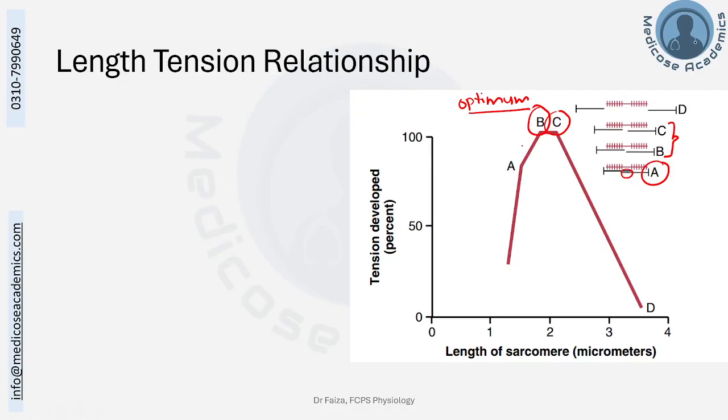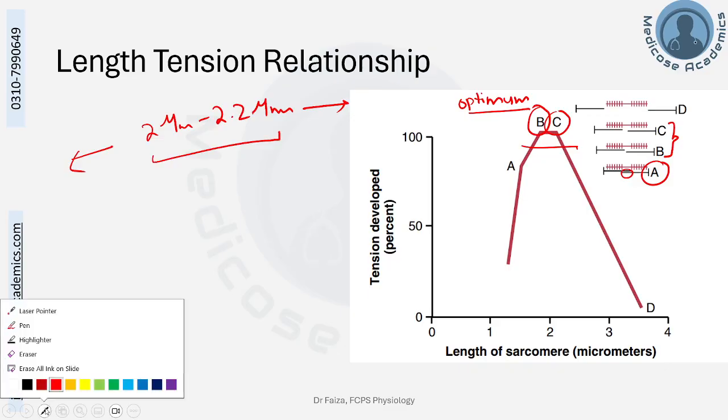That is, the tension developed would be maximum if there is maximum interaction between the actin and myosin filaments, and this is going to be maximum at the optimum length of the sarcomere, and this is going to decrease if you elongate or if you contract the sarcomere beforehand. And this range from B to C is from 2 micrometer to 2.2 micrometer of the sarcomere. More than this or less than this, in both directions, the tension developed would be less, and this range is known as optimum length of the skeletal muscle fibers.